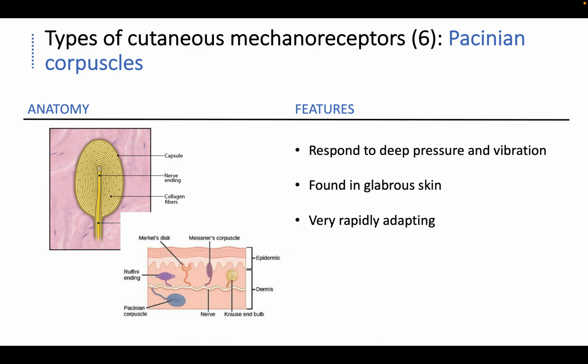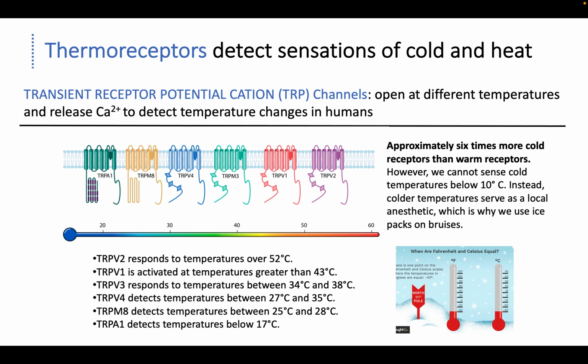Okay, these are also very rapidly adapting, meaning they can respond very quickly, and then after a prolonged stimulus, this prolonged stimulus that is present in the environment, they stop responding. It relieves the pressure, and they stop generating those action potentials, so you stop perceiving this sensation of pressure or vibration. Okay, so there are also different types of thermoreceptors.